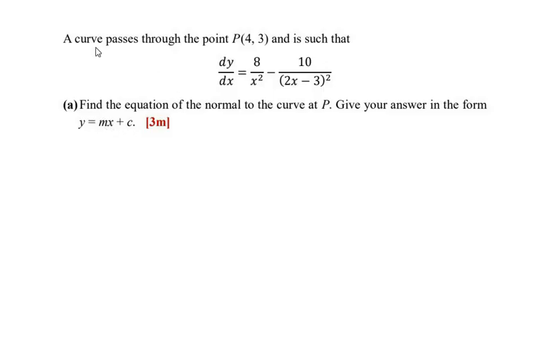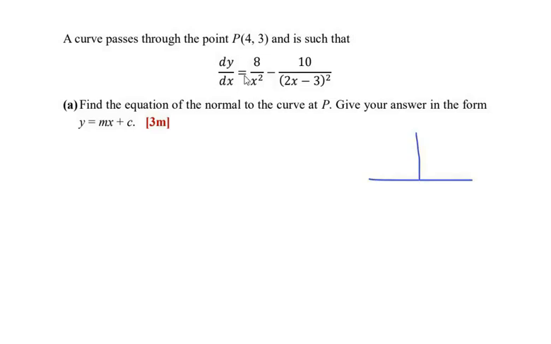So here it is given that the curve passes through the point P and is such that dy/dx, now this represents the slope of the tangent. So we have been given the equation of slope of the tangent here. Now we need to find the equation of the normal to the curve at point P, and we have to give the answer in the form of the equation of a straight line, that is y = mx + c. Now we know that the tangent and the normal are always perpendicular to each other.